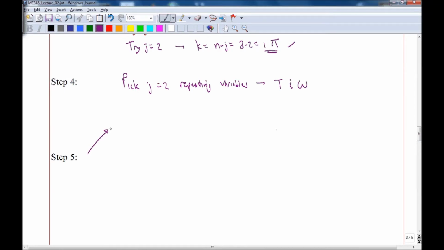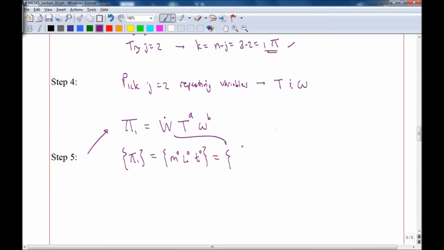And then step 5 is to create the pi's. And so how we do that is we pick one of the other variables. Let's pick the dependent variable first, W dot, and then multiply that by each of the repeating variables raised to some unknown exponent. So pi 1 is W dot T to the a, omega to the b, and what we're going to do is force that pi to be dimensionless. So the dimensions of pi 1 are dimensionless, so all the exponents have to be 0, no dimensions, and then we write out the dimensions of each of these parameters from step 2.